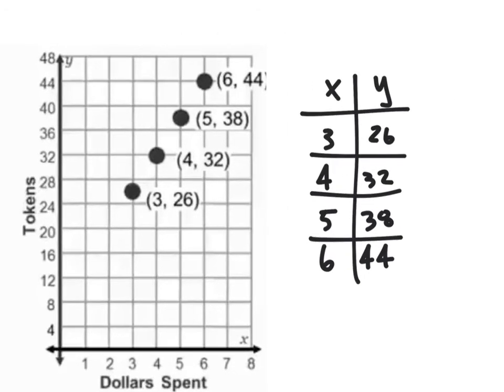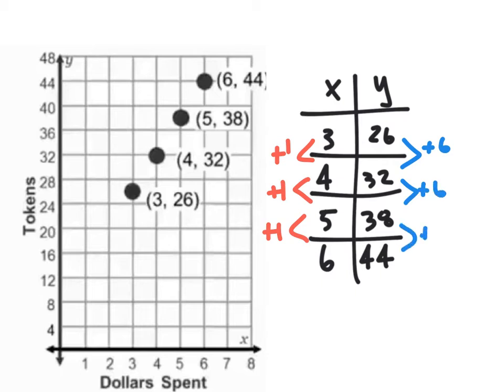As x goes up by 1, what are my y values doing? 26 to 32 means that we are adding 6. 32 to 38 means we're adding 6. 38 to 44 means we're adding 6. So our rate of change, our slope m, is equal to 6 tokens per dollar.